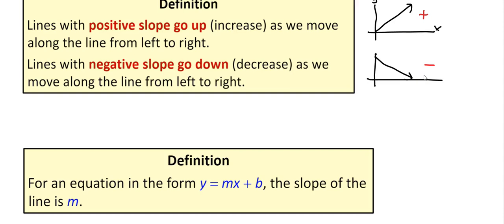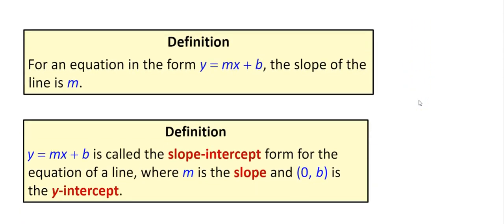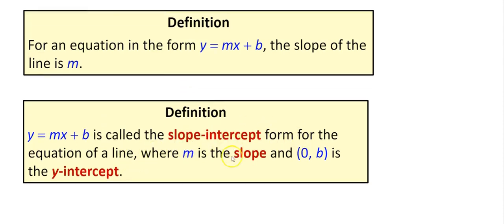We are getting to slope-intercept form, which is this right here. This is the meat and potatoes, what we're looking for. For any equation in any form, y equals mx plus b, the slope of the line is m. Definition: y equals mx plus b is called slope-intercept form for the equation of a line, where m is the slope and b is the y-intercept.